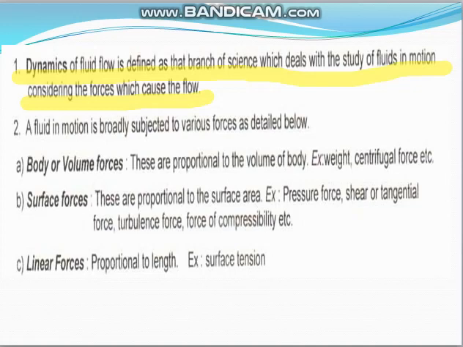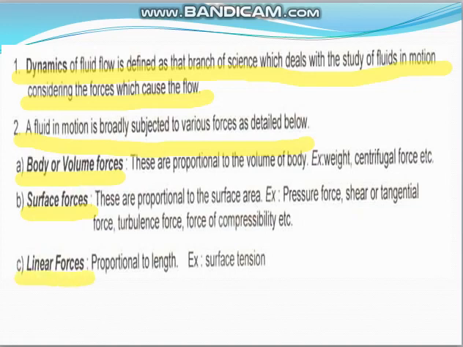Here forces means that may be a gravity force, that may be a pressure force, that may be a viscous force, that may be a compressible force, that may be a turbulent force. See, there are a lot of forces which cause the flow. Generally, these forces are classified into three types. One is the body or volume forces, surface forces, and linear forces.